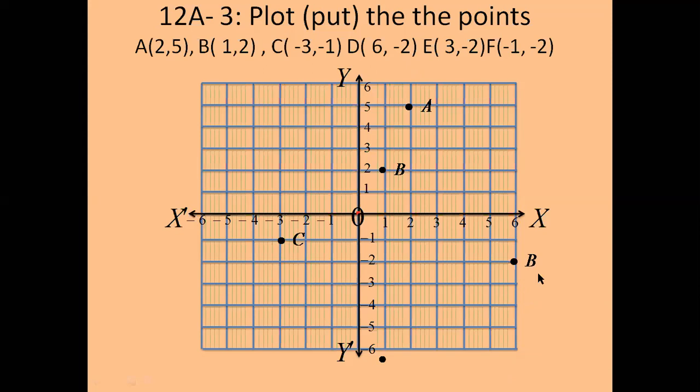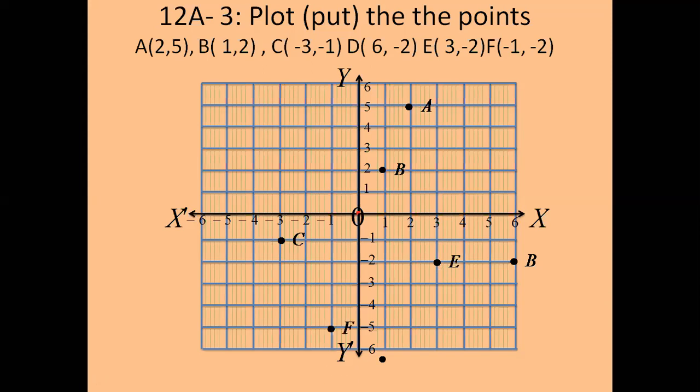Mistakenly it is given b, but it will be d. Okay, 6 comma minus 2: 6 is the x value, so plus 6, and minus 2 on the right side, that means down. Okay, very easy things. And for number E, 3 comma minus 2, 3 will be the right side, that means right side, then after coming 3 points, come to the minus 2, that means down.